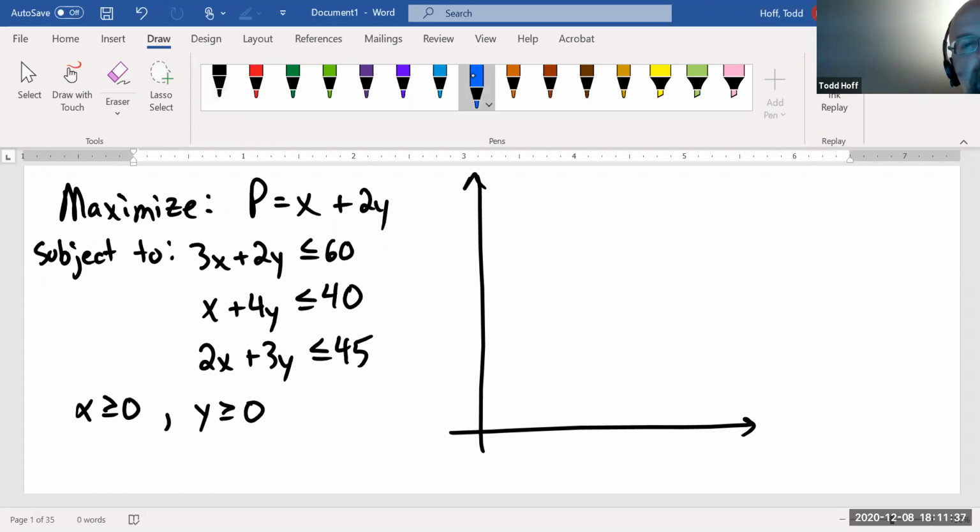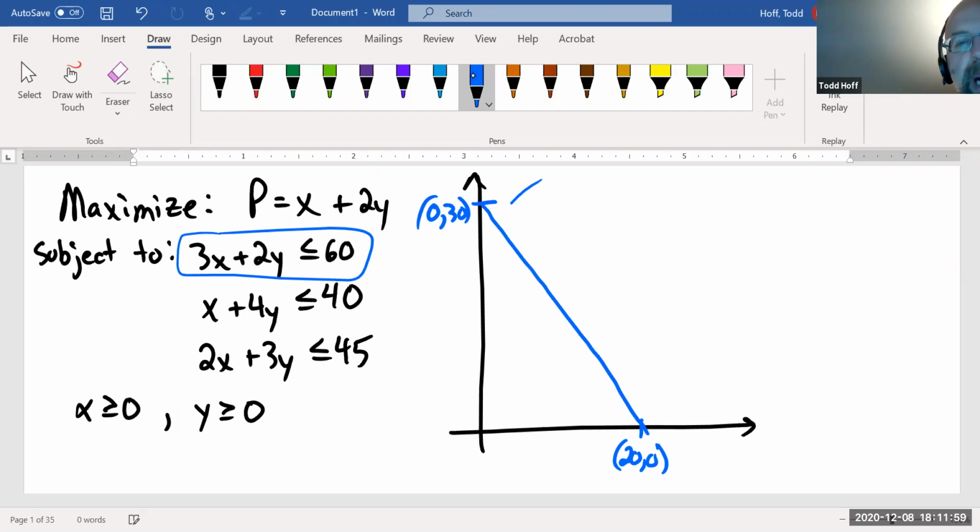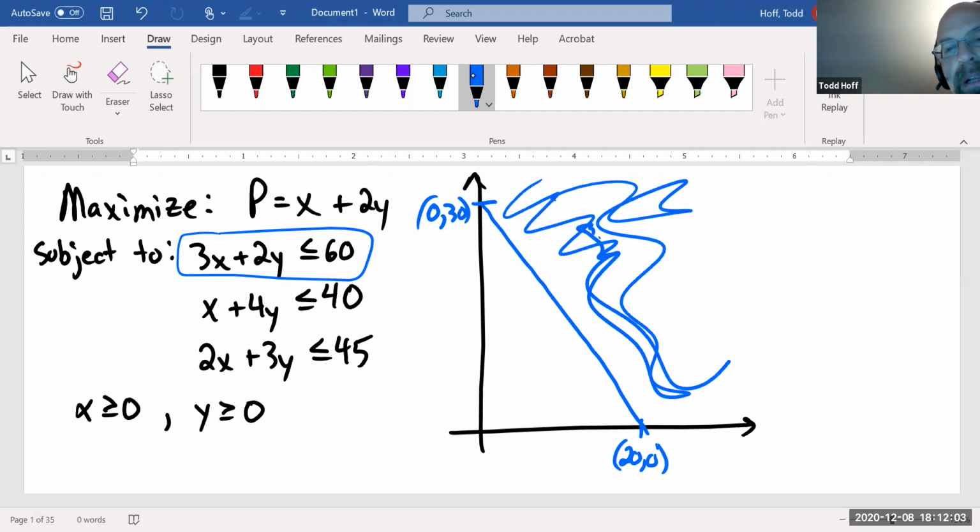So let's look at this top equation here, 3x plus 2y less than or equal to 60. 60 divided by 3 would be 20, so this is the point 20, 0, the x-intercept. 60 divided by 2 would be 30, so this is 0, 30 up here. And we'll connect those with a line. And of course, we cannot be out here. We have to be less than that line.